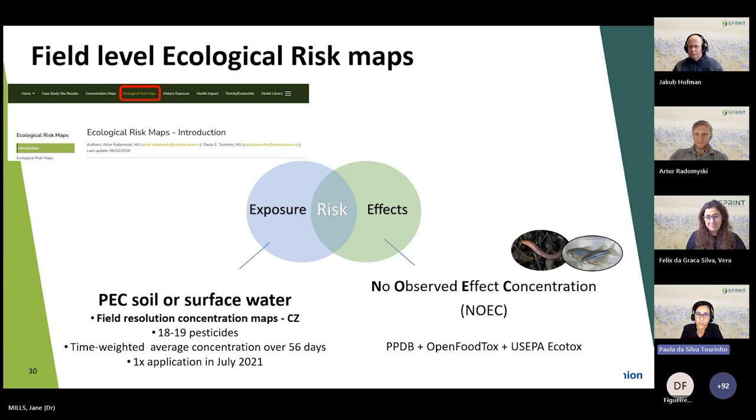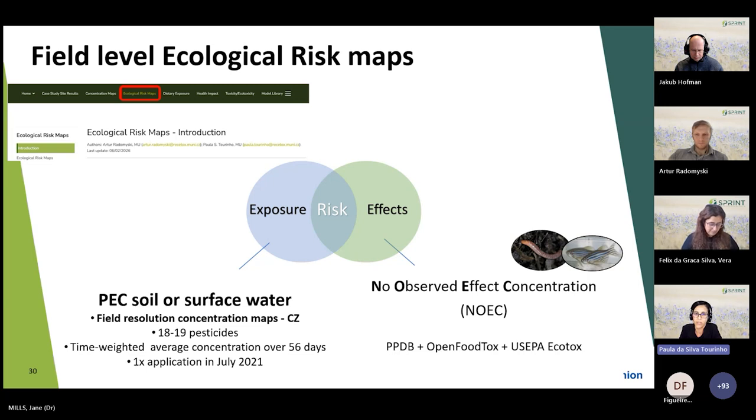So for exposure, in this case, we used the modeled PEC concentrations in soil or surface water. And this methodology was the same as presented by Arthur for the field resolution concentration maps. We used Czech Republic as an example for these maps. Between 18 and 19 pesticides were selected for each of the compartments. And the PEC concentrations were calculated as a time-weighted average over a period of 56 days, counting from the first application, one-time application in July of 2021.